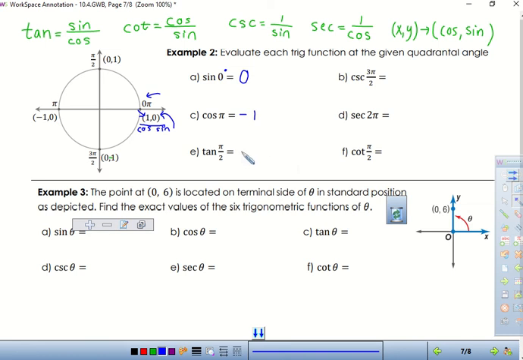Alright, next one is tan of pi over 2. That's 90. That's up here. So tangent is actually what divided by what? 1 divided by 0. Good, 1 divided by 0, because it's sine, which is the y, divided by the x. 1 divided by 0 is actually what? 0.